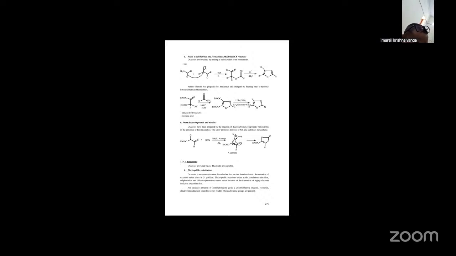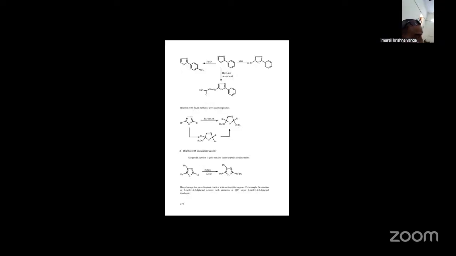Oxazole reactivity. Oxazoles are weak bases. Their salts are unstable. Electrophilic substitution reactions of oxazole take place at the C5 position. These are electrophilic substitution reactions such as bromination with NBS, nitration, and mercuration.